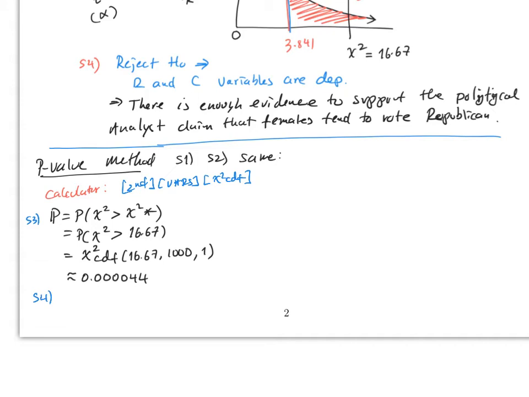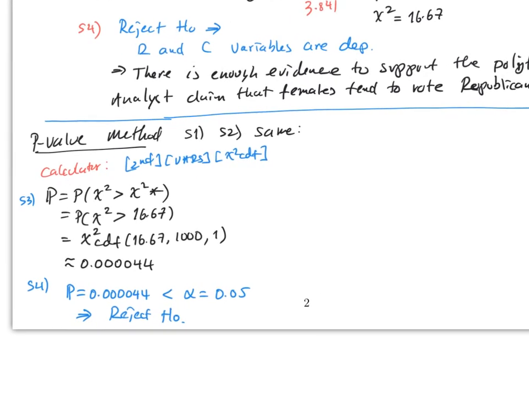For step 4, we compare the p-value, which is 0.000044, with alpha, which is 0.05. So clearly this is less. And remember, less means reject H0, which is the exact same conclusion.